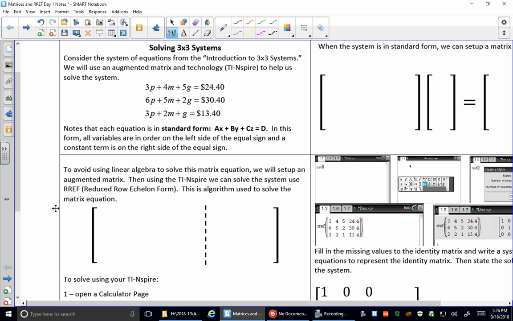What I want you to notice here is that in these three equations, we have P, M, G. And they follow that order on each equation. As we write a matrix equation, the order of the letters is important, and that's what this column is here. The matrix to the left, that big box, is all of their coefficients, and the signs are included in that. So here, on this row, we have 3, we have 4, and positive 5.